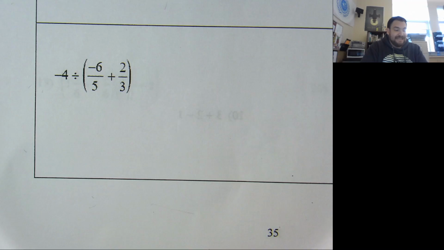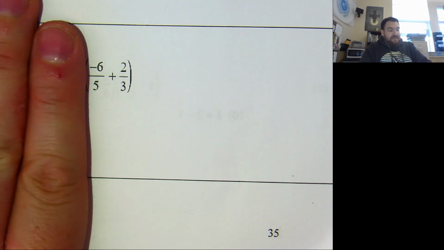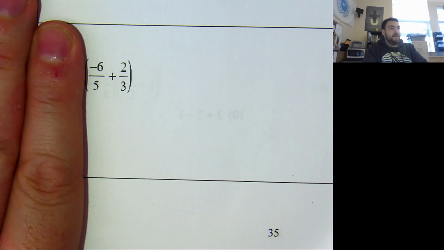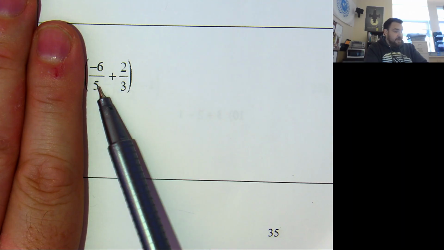What's inside the brackets is addition of negative 6/5 and 2/3. This is the kind of question that you've been playing with over the last little bit here. How do I add these two fractions together? What do I need to find? Yes, Hassan Joe. I need to find a common denominator of 5 and 3.